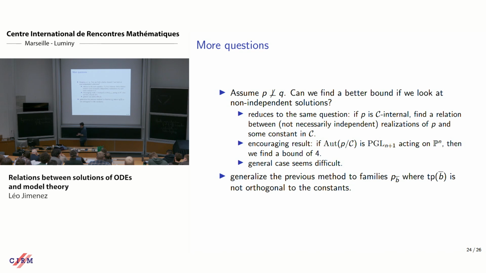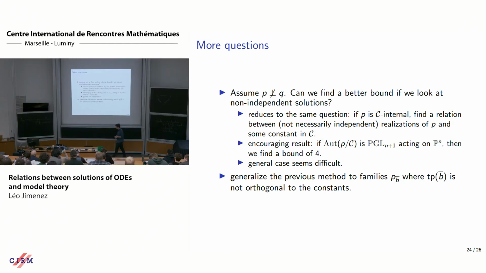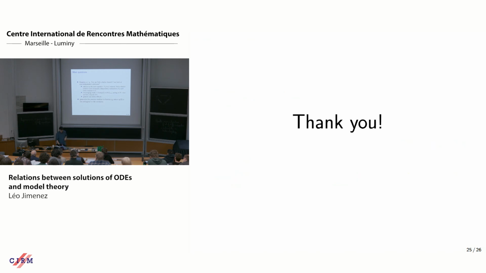And then the other one that I would like to think about is to generalize this method that I showed before, of having this family of types and having the Galois group be isogenous to something over the constants. It would be nice to have this without the assumption that this type of B bar is orthogonal to the constants. That would maybe allow for more applications. Okay, so that's all I had for today, so thank you.